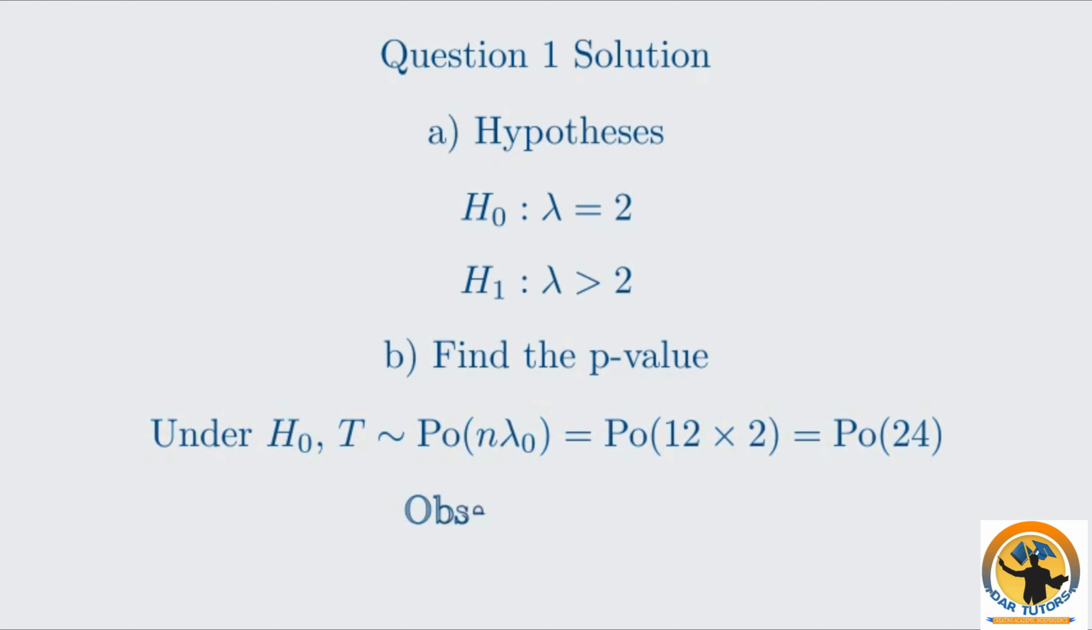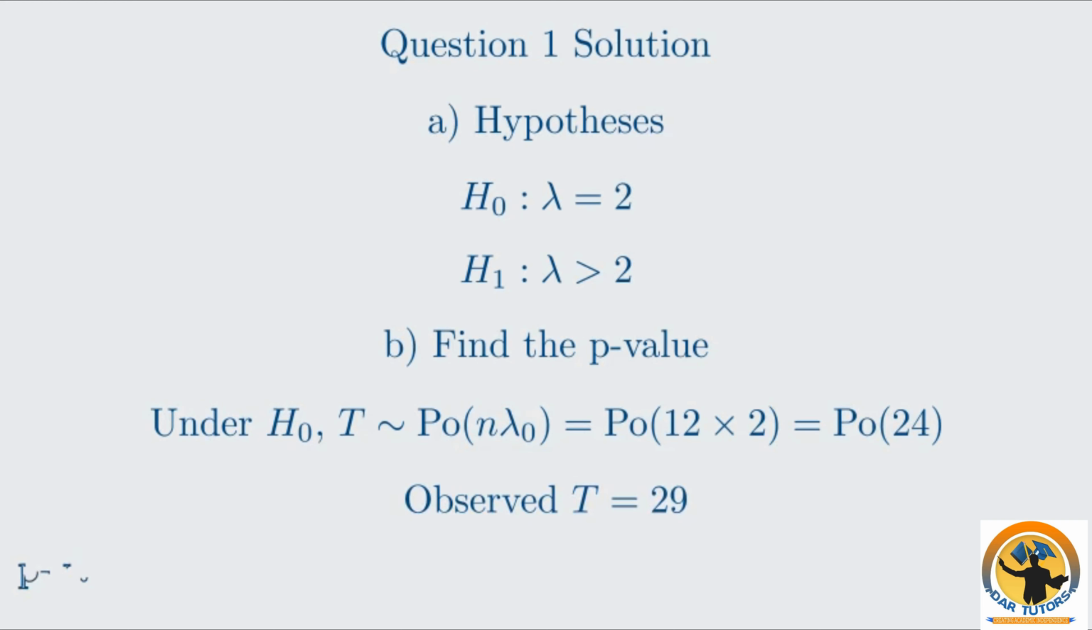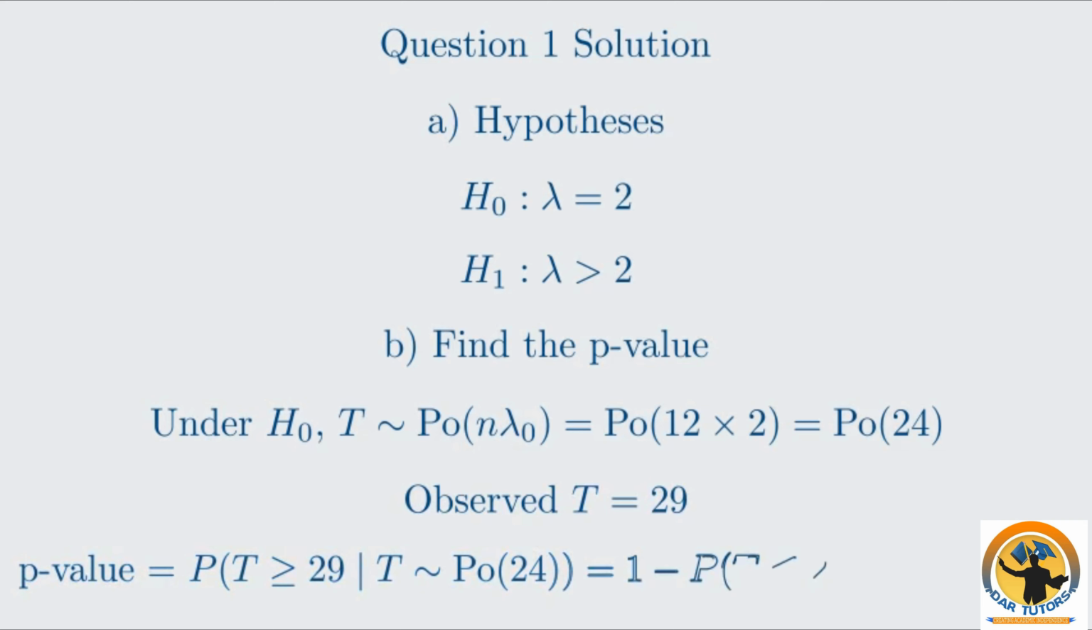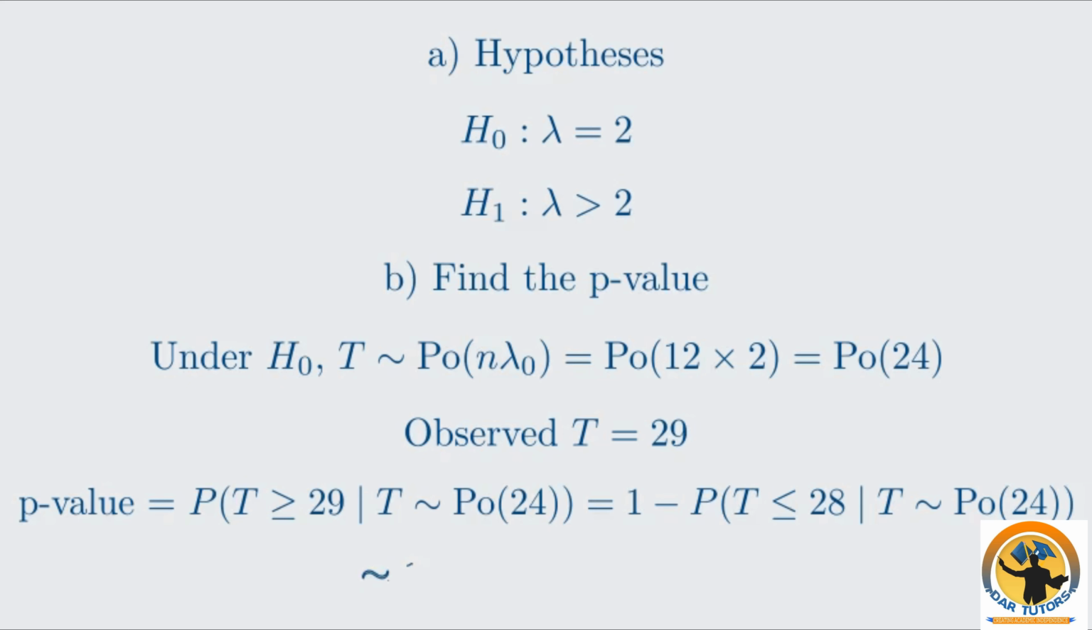We want to find the p-value for our observed value of 29 calls. The p-value is the probability of observing a result as extreme or more extreme than our sample, assuming H0 is true. So we need P(T greater than or equal to 29). For a discrete distribution, this is 1 minus the cumulative probability P(T less than or equal to 28). Using a calculator, this is 1 minus 0.8656, which gives a p-value of 0.1344.